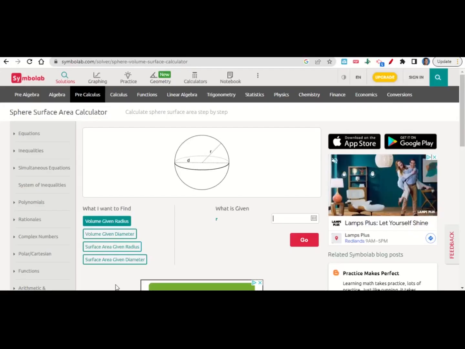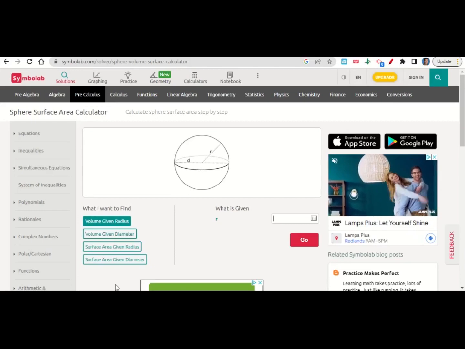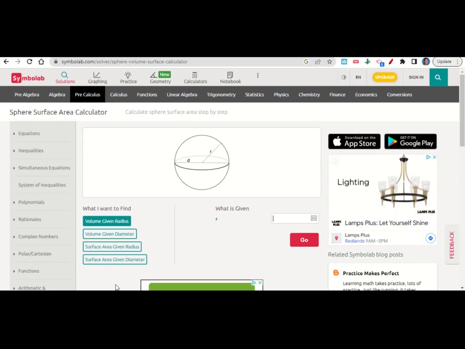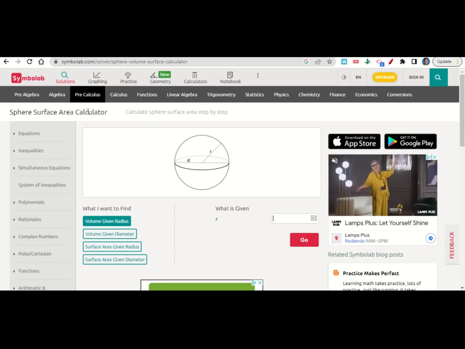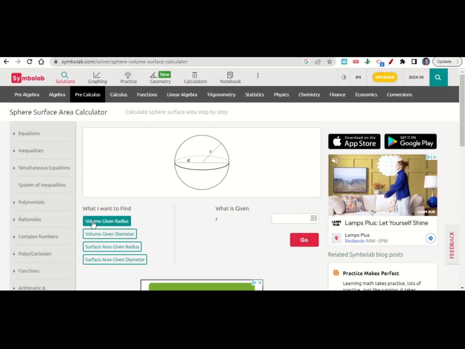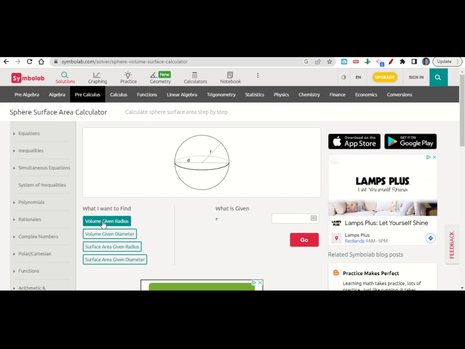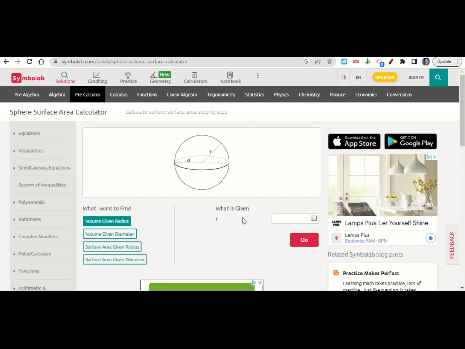Let's take a look now at how we can use Symbolab to check our work when finding the volume of a sphere. So we're going to go to Symbolab, and then we're going to find where it says Sphere Surface Area Calculator. And then we're going to go here to where it says Volume given a radius. So we're going to click on that. Now the only information we need for this is the radius. So let's say the radius of this sphere is 3. So we type that in and click Go.